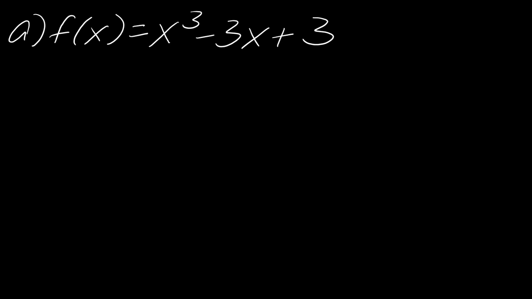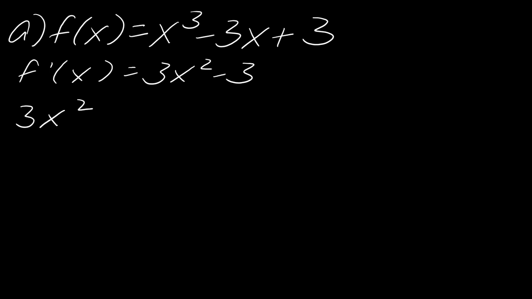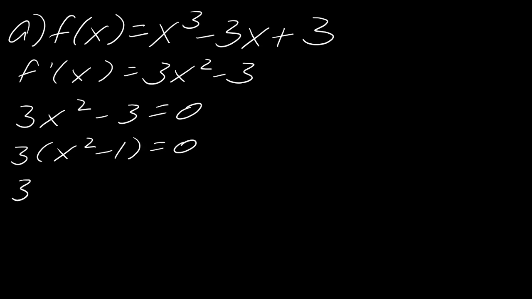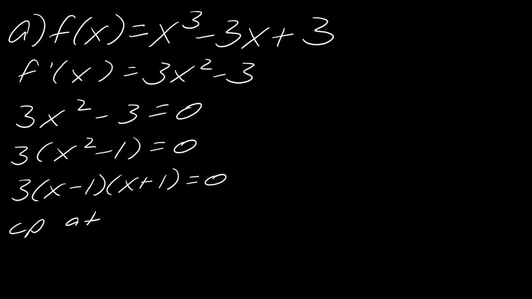I'm going to do a basic example and then a kind of tough example. So starting with the first derivative test, I've got to find the first derivative. The first derivative of this is 3x squared minus 3. Then I have to find my critical points. So I take 3x squared minus 3 and set this equal to 0. I can factor out the 3, and then I can factor this as x minus 1, x plus 1. So I have critical points at x equals 1 and x equals negative 1. So there are my two critical points.